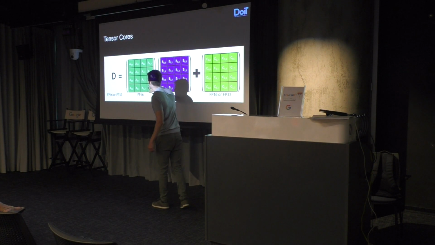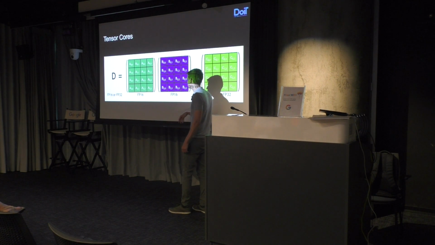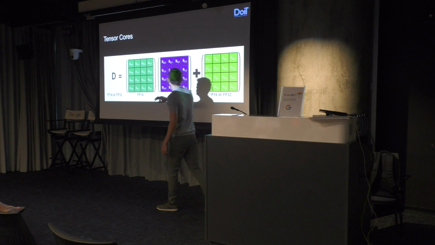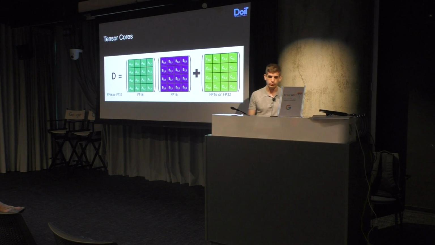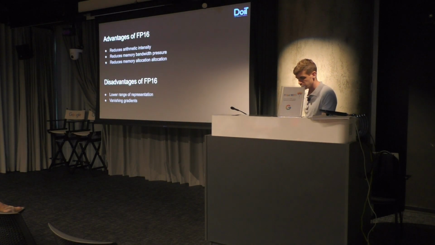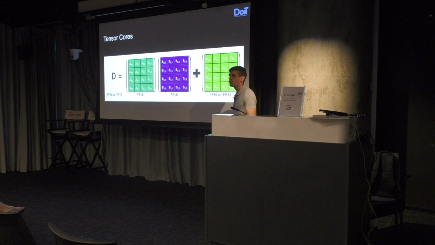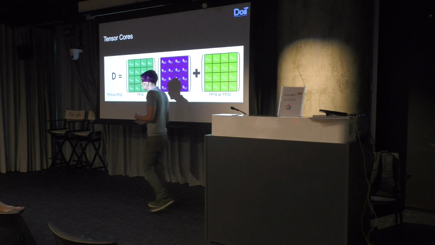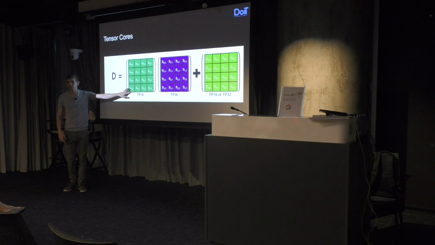They're taking two 4x4 matrices in a float 16 representation, doing the multiplication and adding them to a running sum of a matrix multiplication, which can be a float 16 or a float 32. And for those who don't know this, most of the operations that we do during training of neural networks are basically of this type.